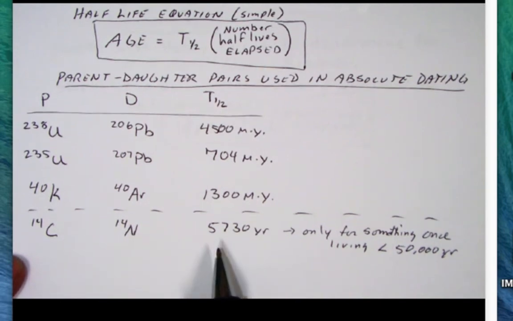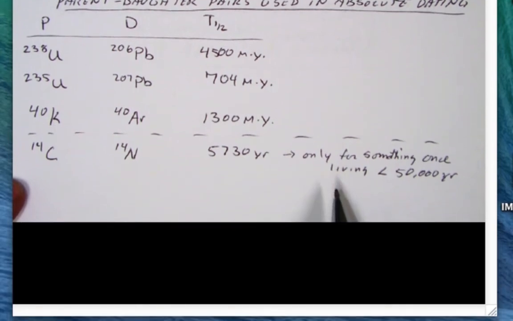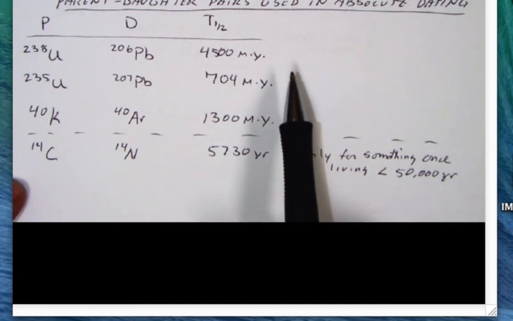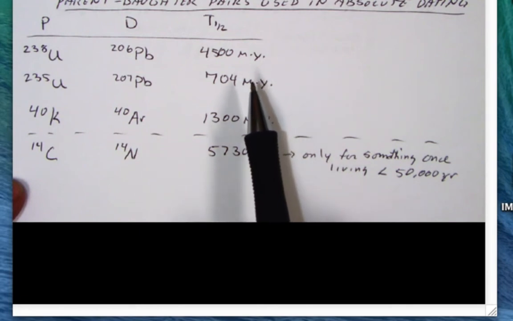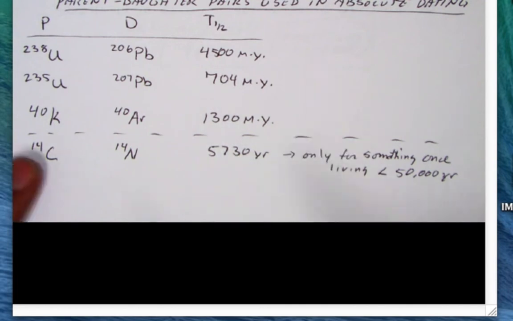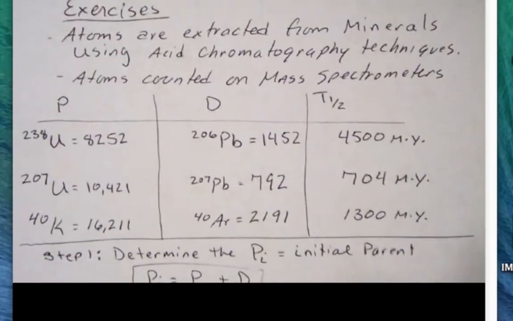One thing I want to point out is carbon is only used for something that was once alive, a plant, an animal, but you can't use it for anything older than 50,000 years because it just doesn't go that old. Note it has a very, very young half-life. So these up here are going to be used for old rocks, for dating rocks, anywhere from 10 million years old to as old as the age of Earth, 4.55 billion years. We'll come back to this graph up here in a little bit. I'll be using it.